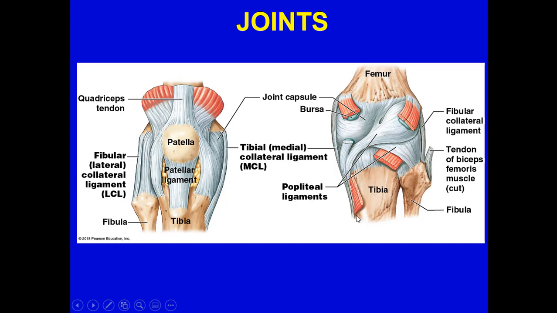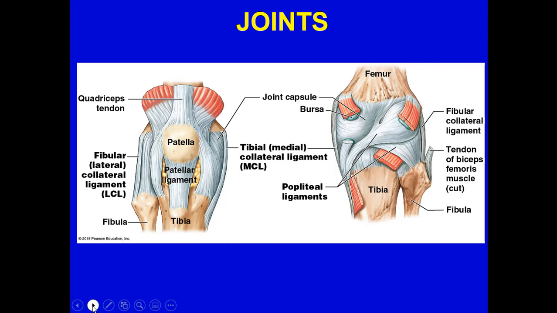Then we go into the back part, the posterior, and you notice that you have popliteal ligaments, which attach tibia again at an angle to the femur, fibula over to the other side of the femur. You have bursa tucked underneath here and here. The joint capsule will be in here. The fibular collateral ligament is down here. The tendon of the biceps femoris muscle has been cut away, but you can see how that's playing a role. And then you have, of course, the fibula, the tibia.